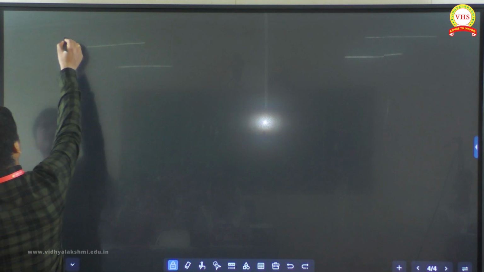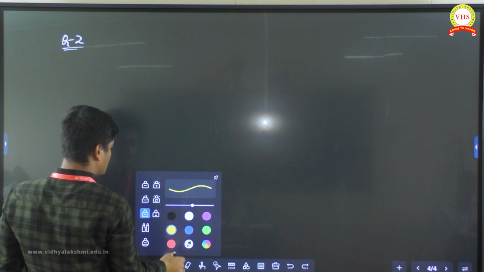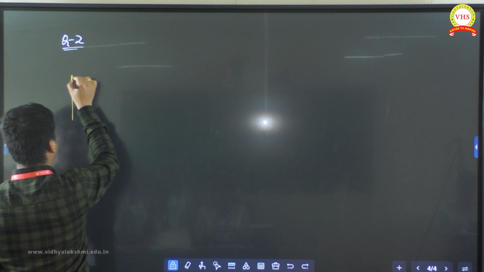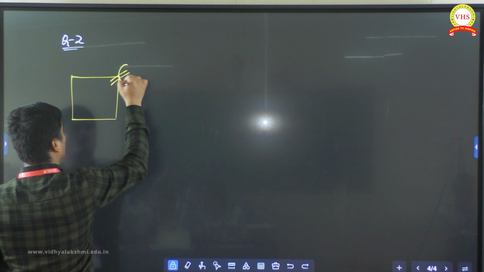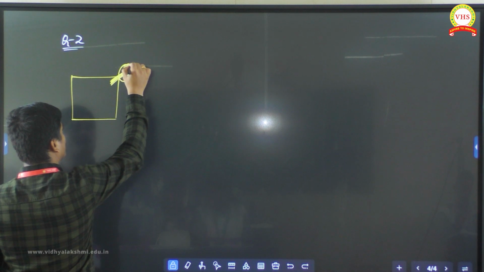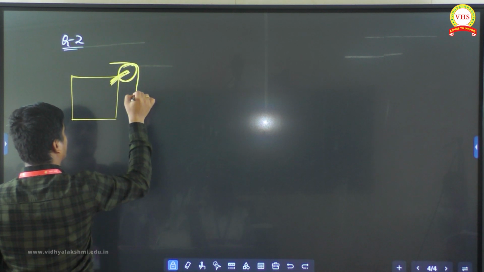Listen here. So here one system is given like this. See here. On this system, this is your pulley. Pulley is attached like this one. Now here one mass is sliding.